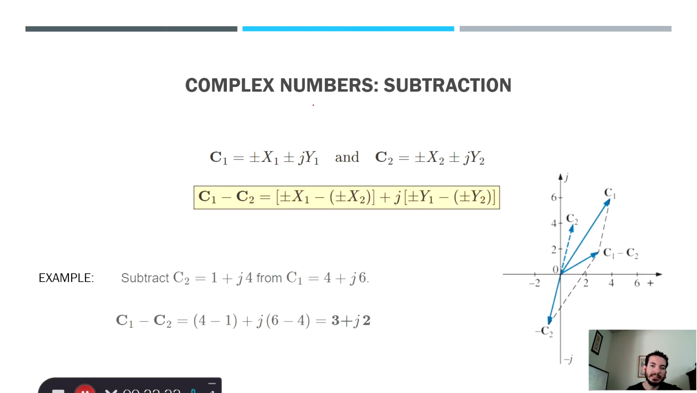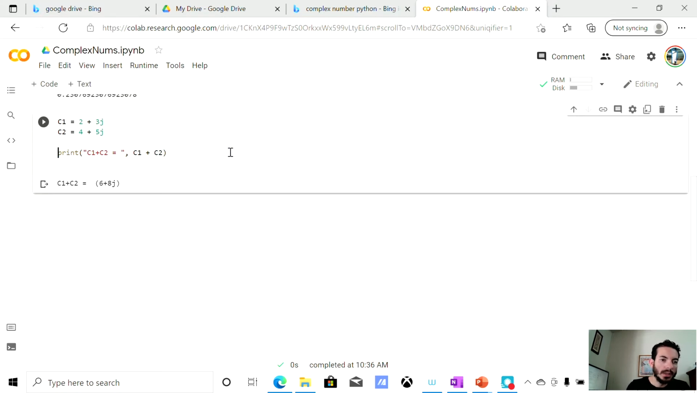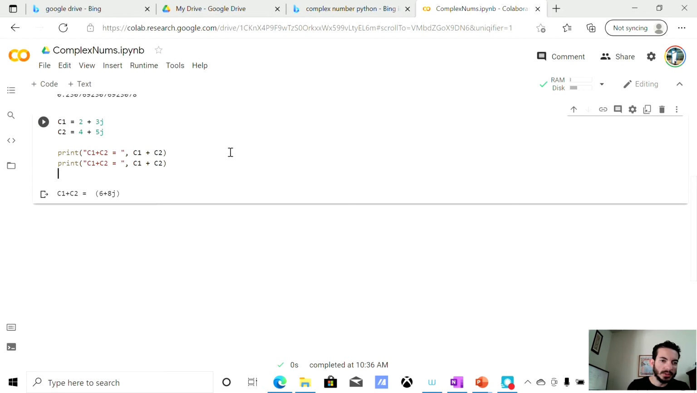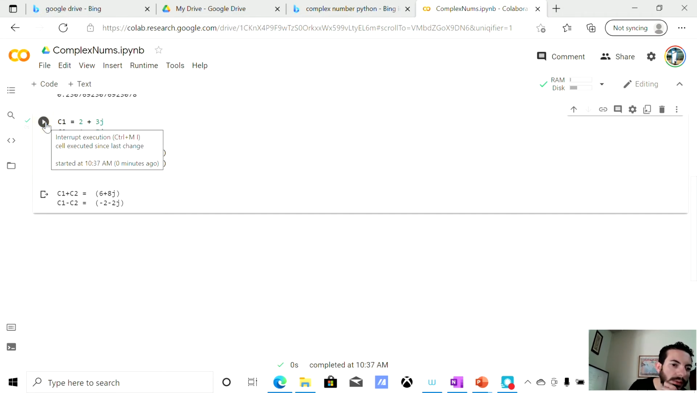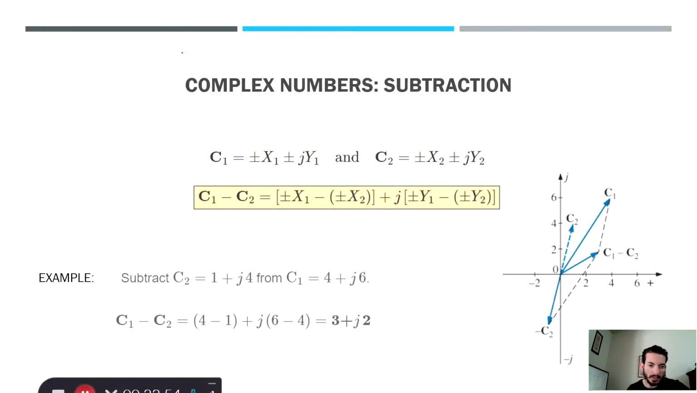Subtraction is exactly the same. Say if you want to do C1 minus C2, then here it's going to be pretty simple because it's just changing the signs here, minus and minus. So the first thing was 6 plus 8, and the second one is minus 2 real and negative 2 imaginary. The example here uses 1 and 4, and 4 plus 6.